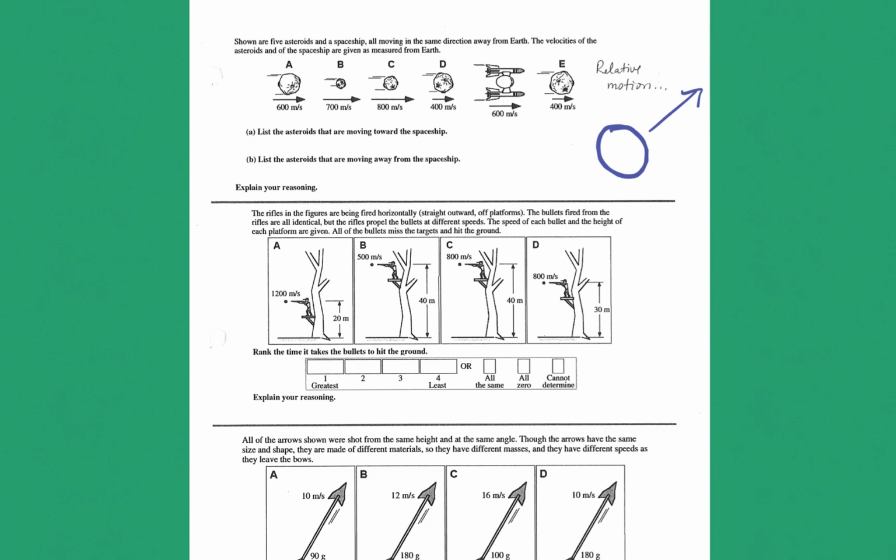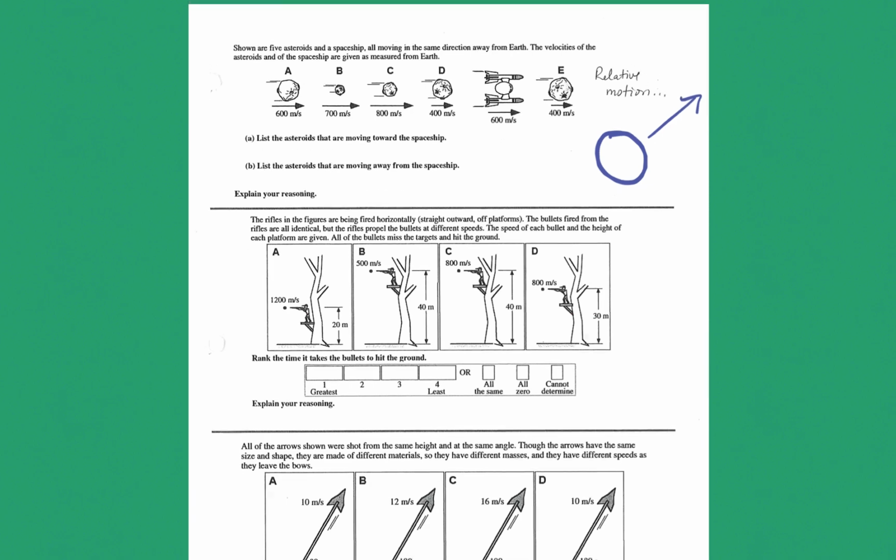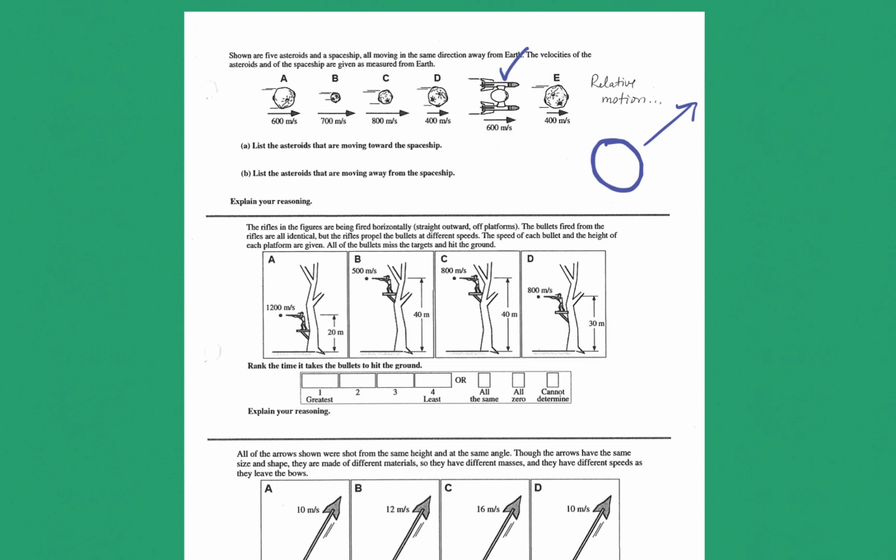Right now, let's see. This is because it's a relative motion problem. So here's the spaceship moving away from the Earth. It's going 600. So if A is positioned on the left side, maybe it's closer to Earth and the spaceship's farther away. This is the right side. If these two objects have the same velocity, will they ever get closer? Will they ever get farther away? So A is not moving toward the spaceship. It would be maintaining the same distance.